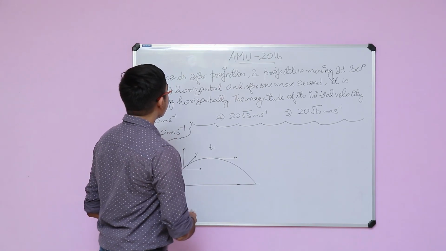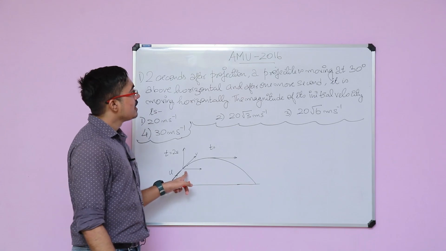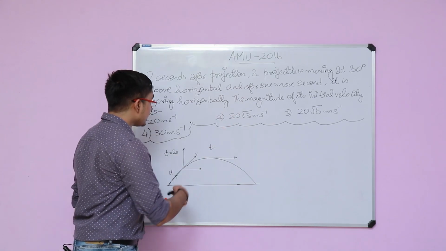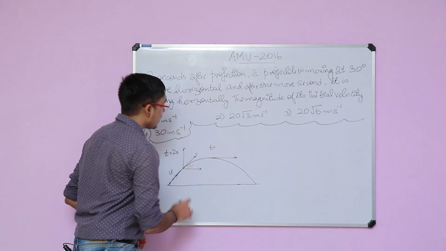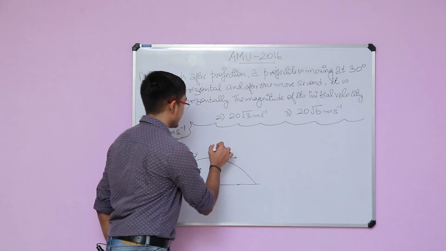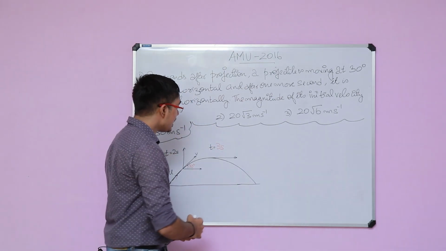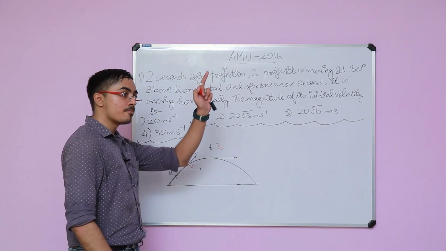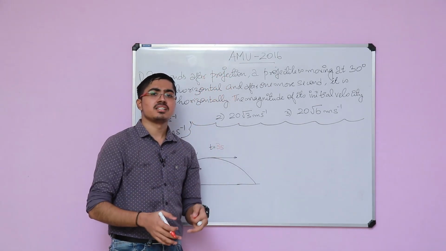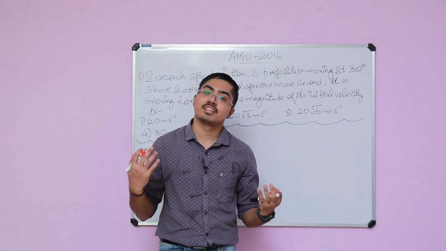So 2 seconds after projection, let us say this is the position after 2 seconds. It is moving at an angle of 30 degrees to the horizontal. And exactly 1 second after this, so this is time equal to 3 seconds, it is moving horizontally. It is at the topmost point. At the topmost point, you know that the vertical velocity is 0. At the topmost point, the vertical motion is equivalent to free fall because it is movement under the influence of gravity only.